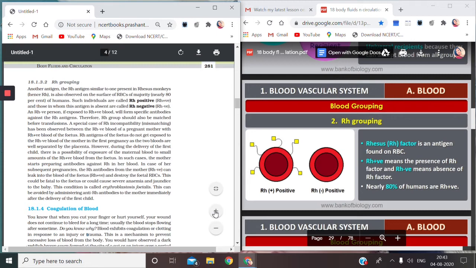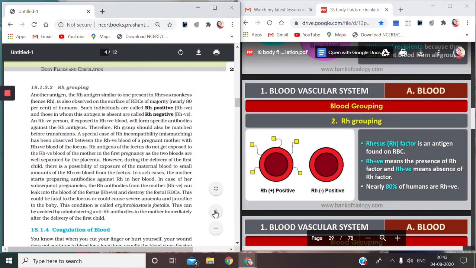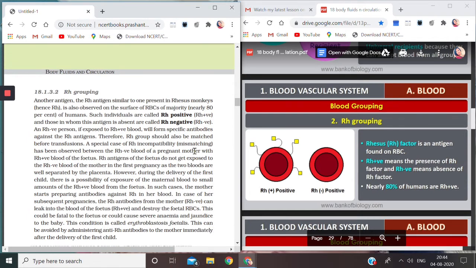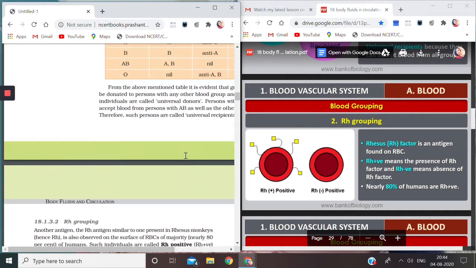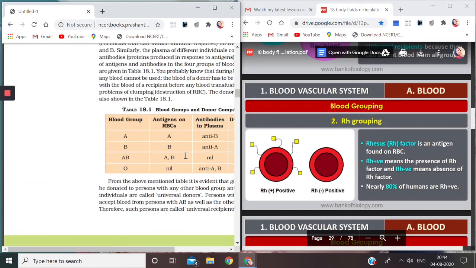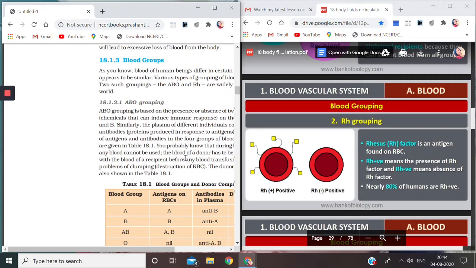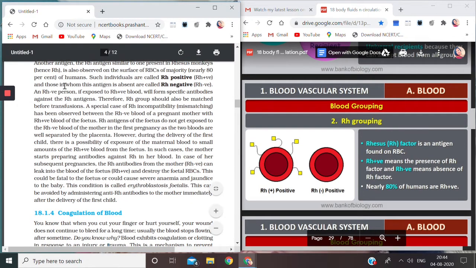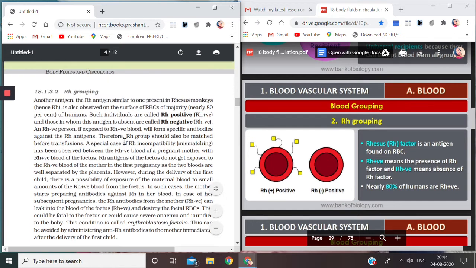The chapter that we are doing is Body Fluids and Circulation, class 11th, and we are following NCERT along with the PPTs here in front of you. Now, in the previous video, I had discussed blood grouping, ABO blood grouping. Today we are going to do Rh grouping here. I'll go through your NCERT along with the explanation.